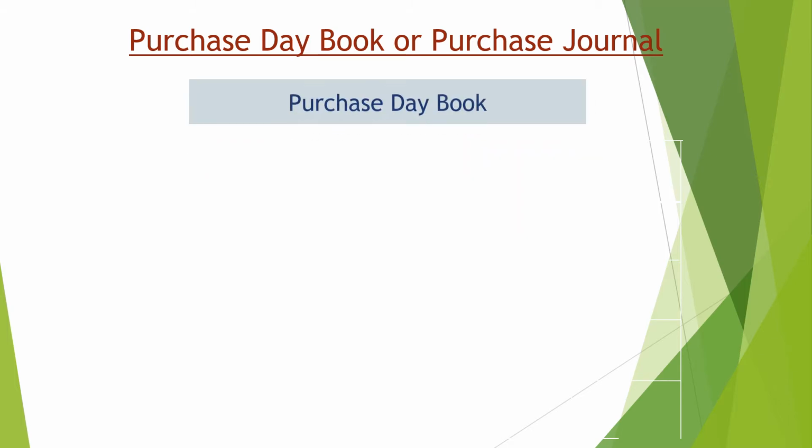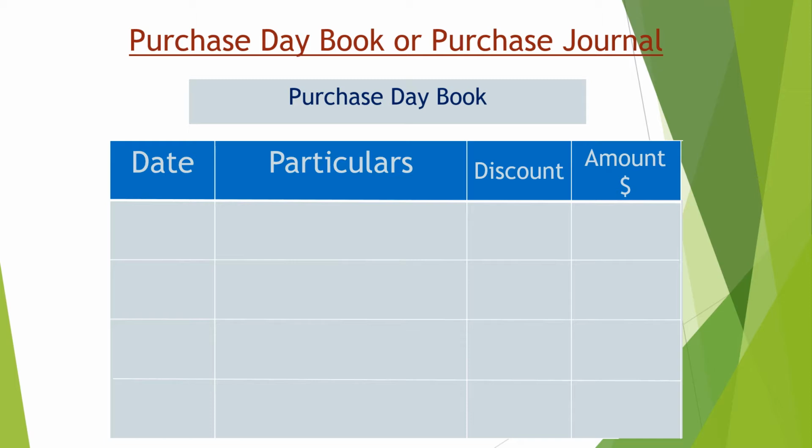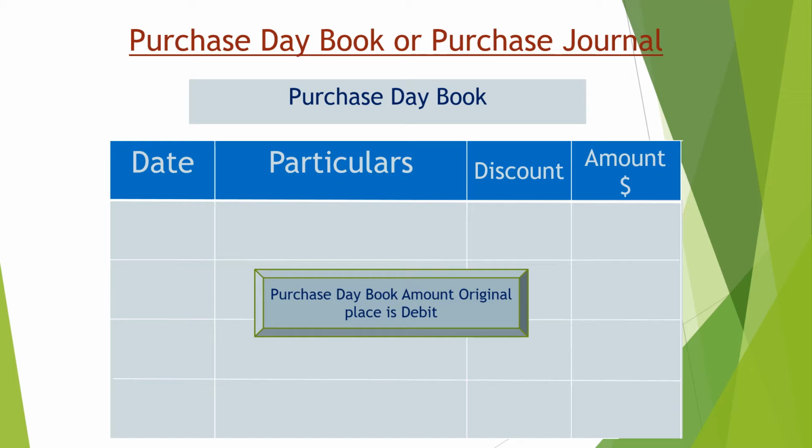The monthly total of the purchase daybook is then posted in the general ledger in the purchase account, and creditors are individually posted in their relevant accounts in the general ledger, so each creditor balance can be maintained. The format of this book is the same as that of the sales and sales return daybook. You can see the format, it's the same format. A point to be noted here is that the purchase daybook amount's original place is debit.